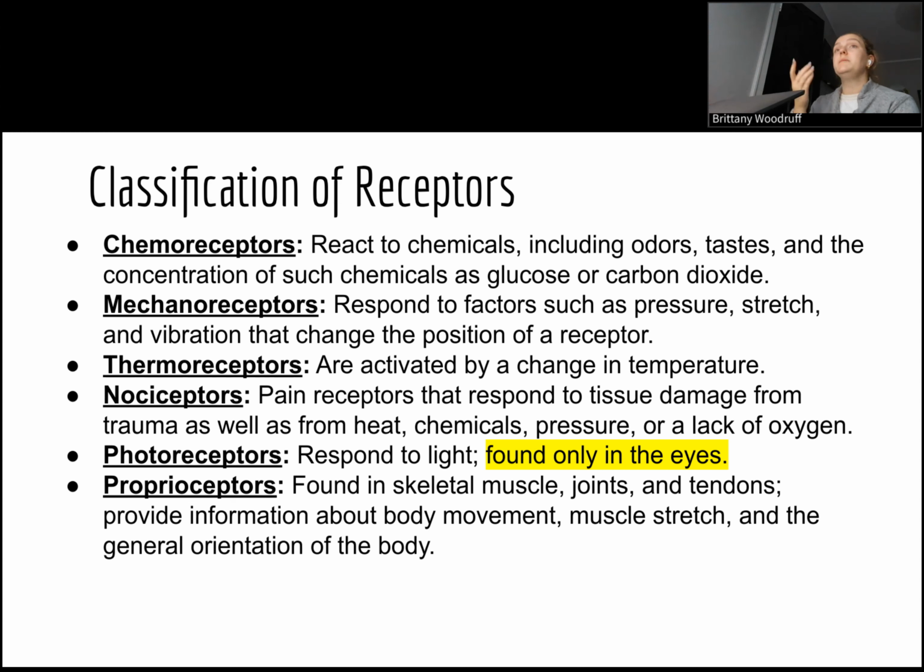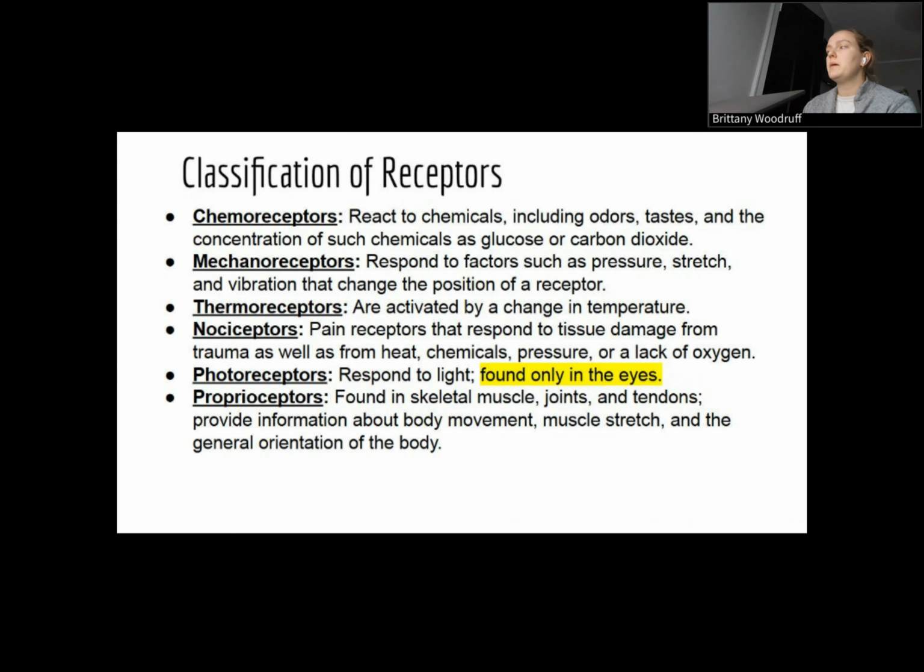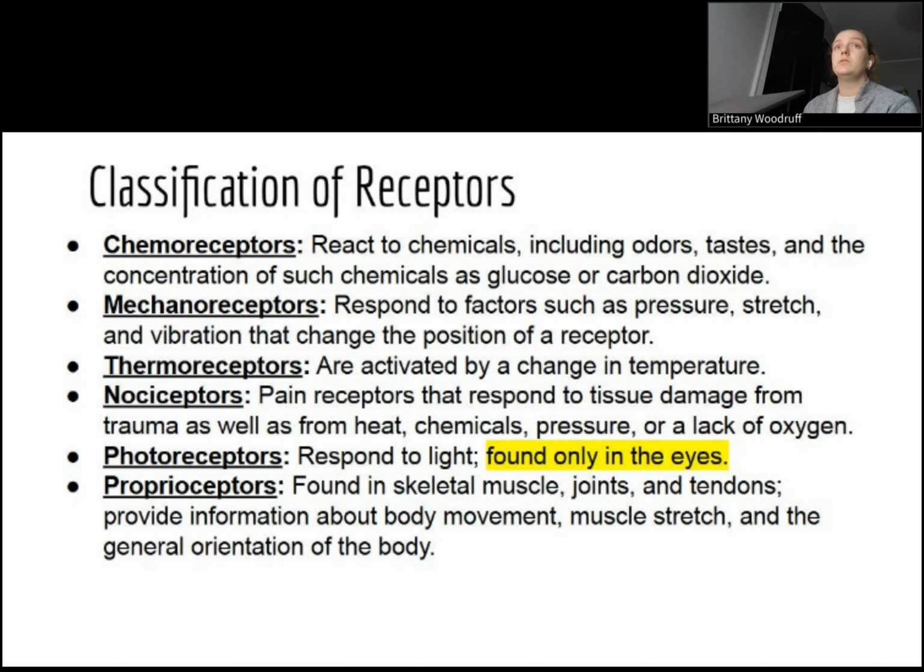We have 6 different types of receptors that we want you guys to know, and we will go into detail about all of these, but just to give you an overview. First thing, chemoreceptors. Chemoreceptors are going to respond to chemicals. So think about chemotherapy: chemicals, therapy, chemical therapy. These chemicals can include odors, tastes, and concentration of chemicals such as glucose or carbon dioxide.